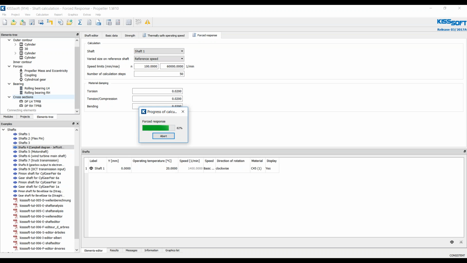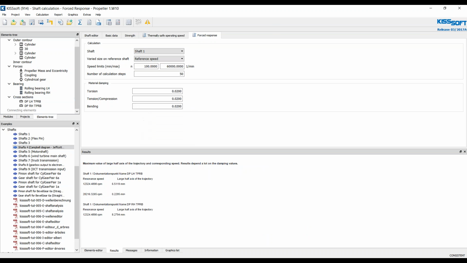It takes a moment to calculate. And it gives me the maximum value of the large half-axis of the trajectory and the corresponding speed. So it does depend on damping values. However, you see Shaft 1 here, this is my documentation point for my left-hand bearing and my right-hand bearing. And it tells me the large half-axis of the trajectory.